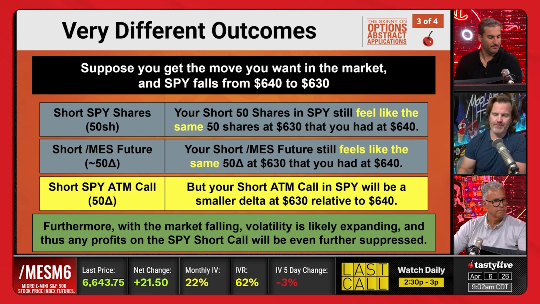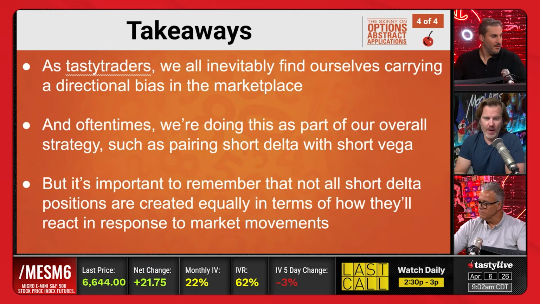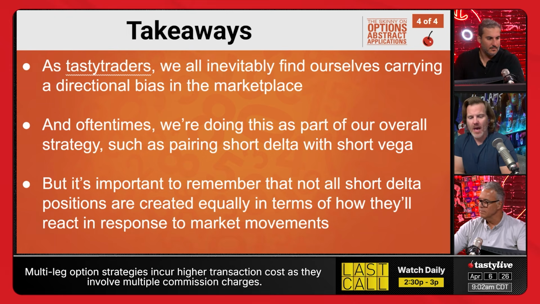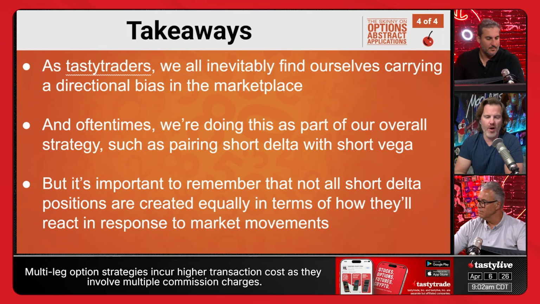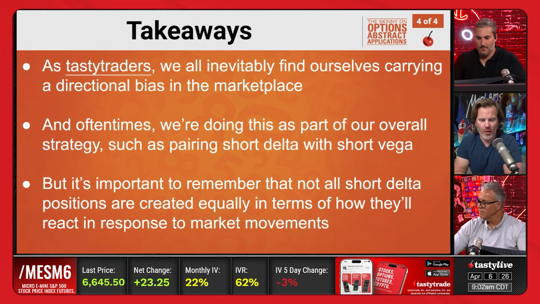Totally. Yeah. All right, let's get to a few takeaways. As tastytraders, we will inevitably find ourselves carrying a directional bias in the marketplace. And oftentimes we're doing this as part of our overall strategy, such as pairing short delta with short vega. But it's important to remember that not all short delta positions are created equally in terms of how they'll react in response to market movements.